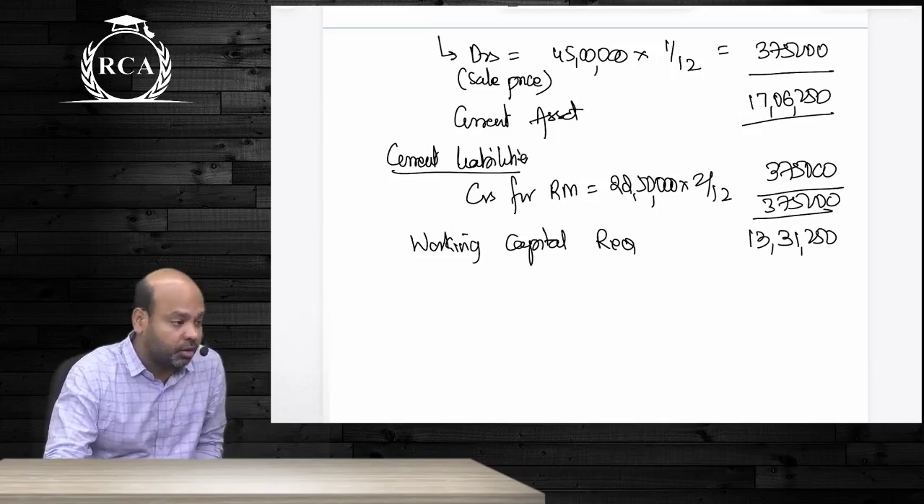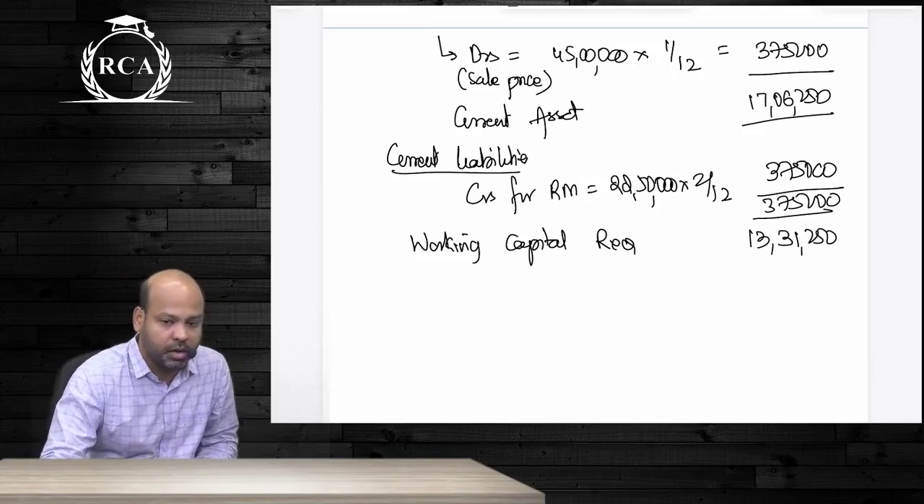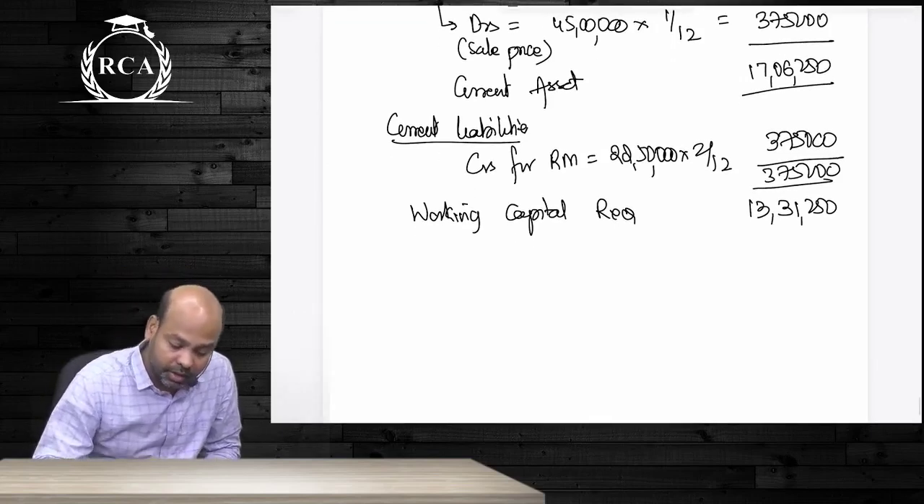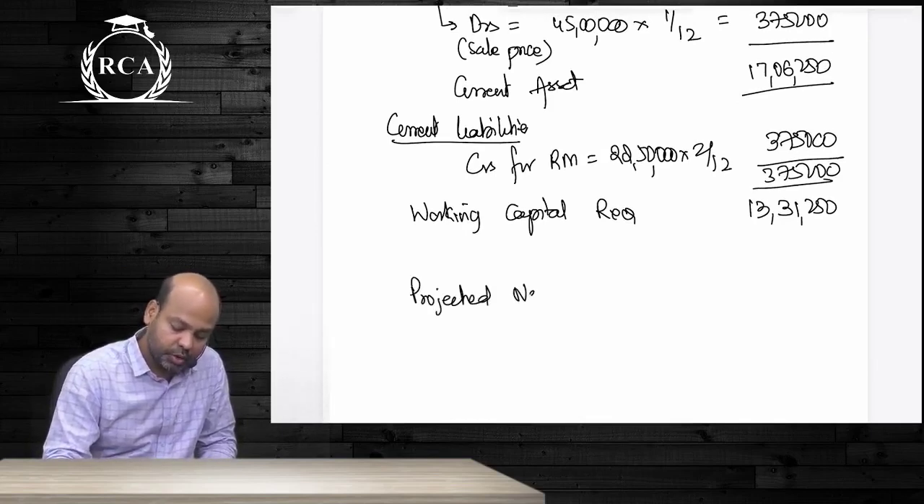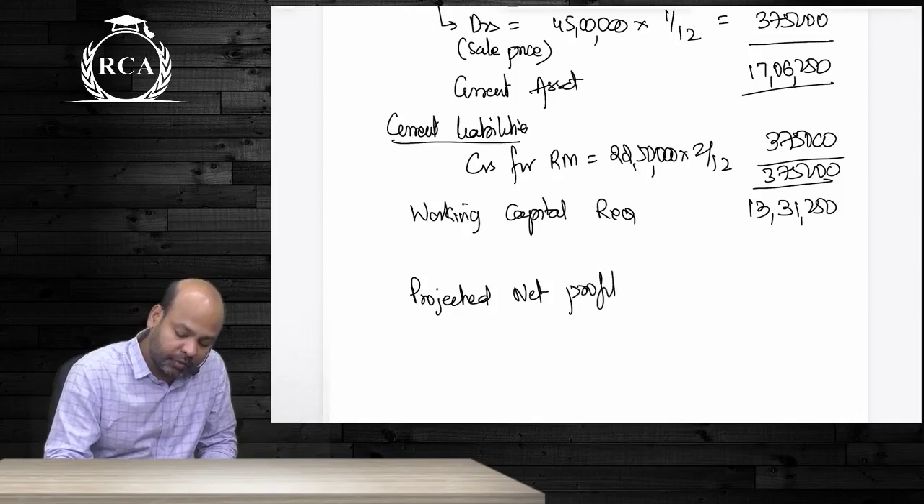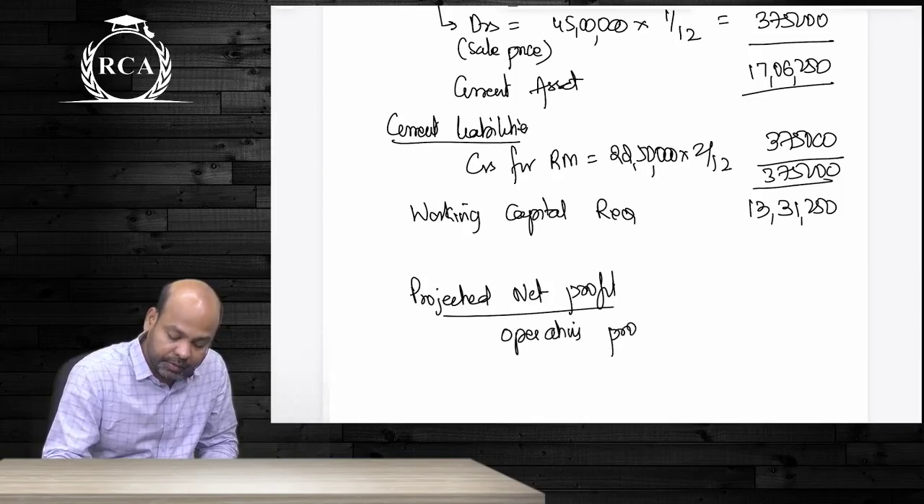We are done with the answer to the first 4 bits. You have to arrive at the answer to the last bit, beta, projected net profit. For projected net profit, beta, you will have to start with your operating profit. How much is your operating profit? 6,75,000. From that, can we deduct interest?